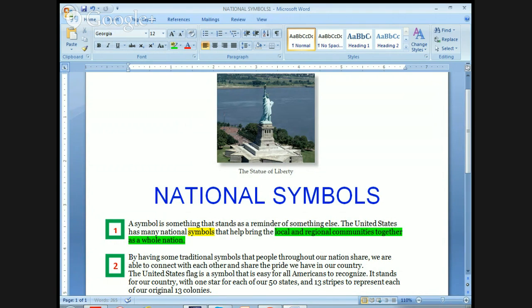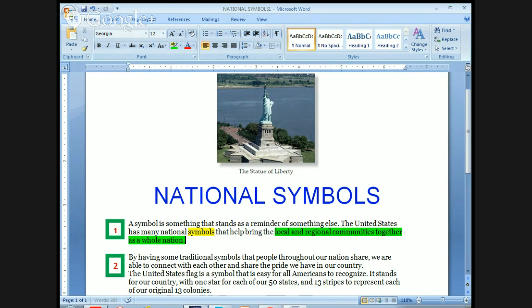Good. So the purpose of the Statue of Liberty is to bring local and regional communities together as a whole nation. Now, can you tell me once again, what is the purpose of the Statue of Liberty as a national symbol? What is its purpose? The purpose of Statue of Liberty is to bring local and religious communities together as a whole nation.